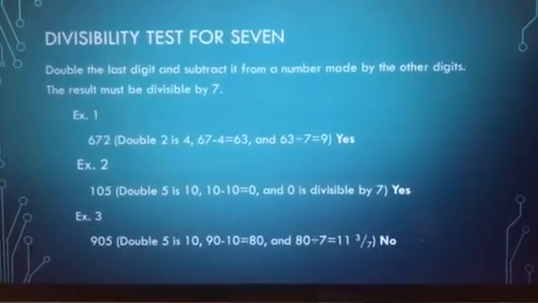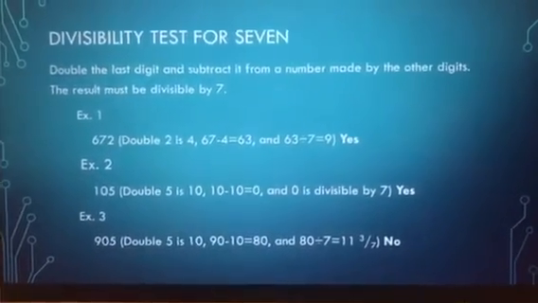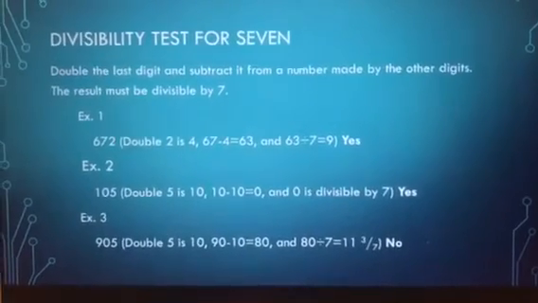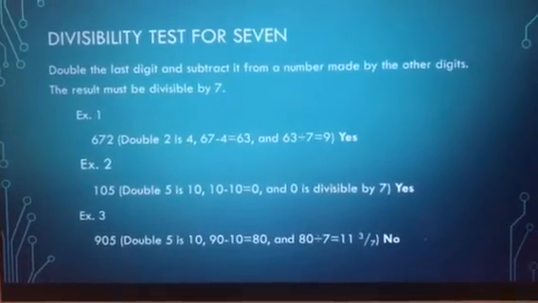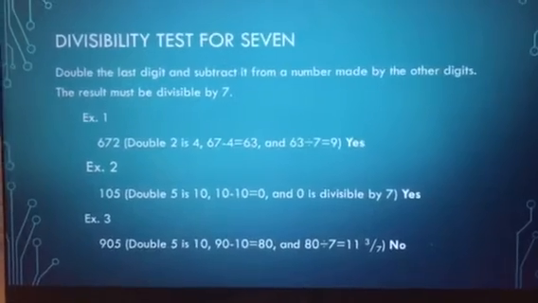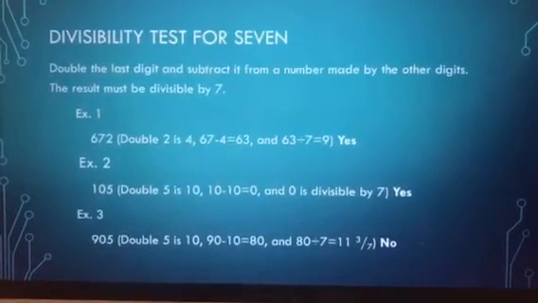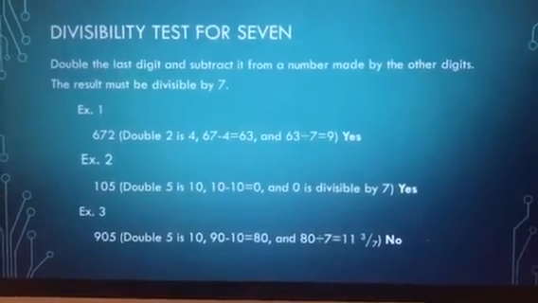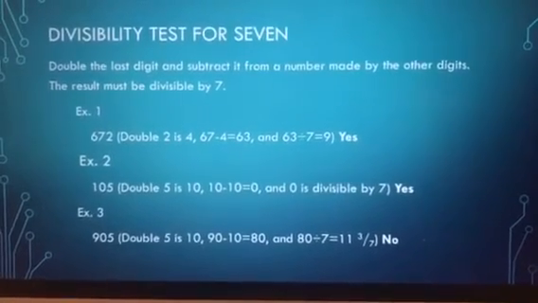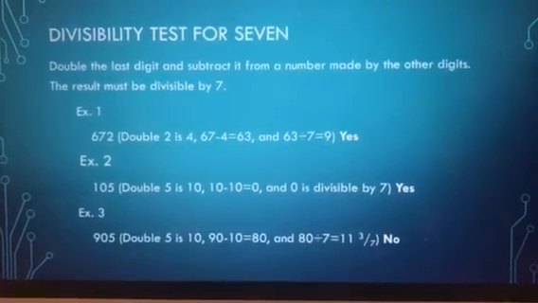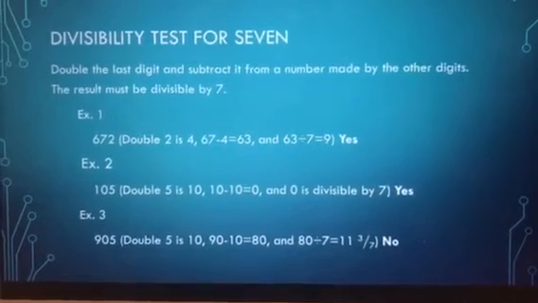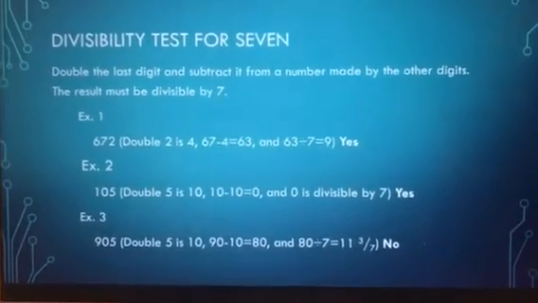And then example 2, 105: you double the 5, which is 10. 10 minus 10 is 0. 0 is divisible by 7, yes. Now the example 905: double the 5 is 10. 90 minus 10 is 80. 80 divided by 7 is 11 and 3 over 7, so the answer is no.